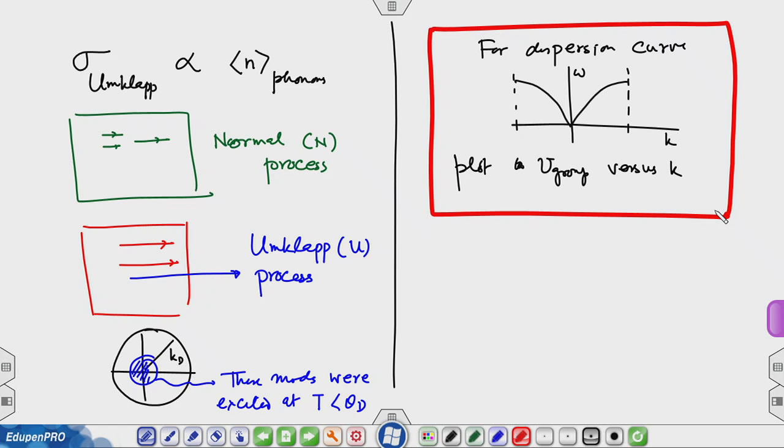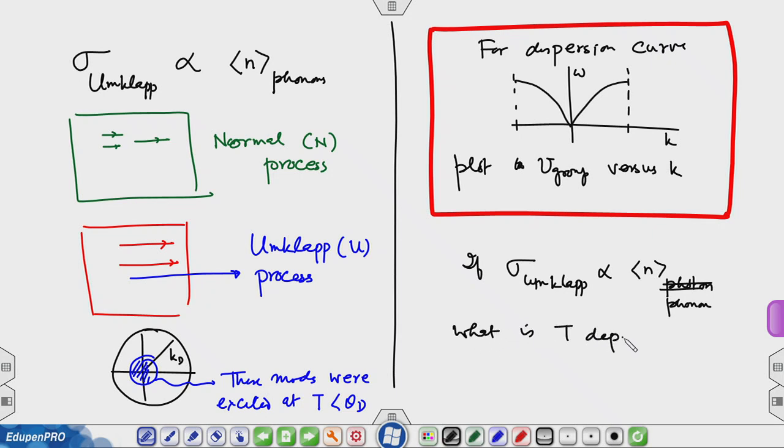The other question I am going to ask you is, if sigma Umklapp is proportional to the number of phonons, what is T dependence of sigma u for T much greater than theta Debye.